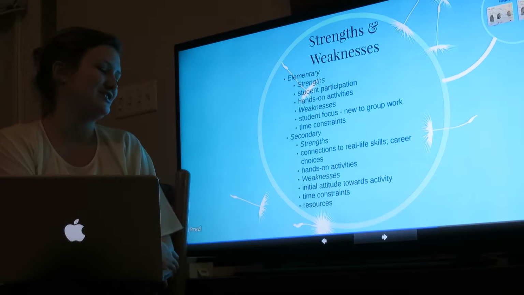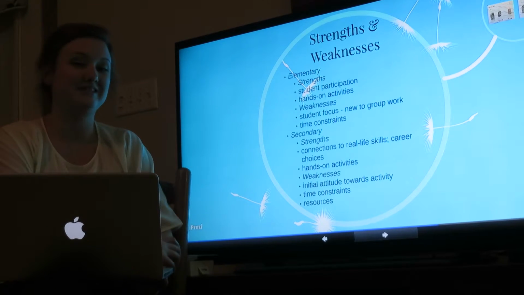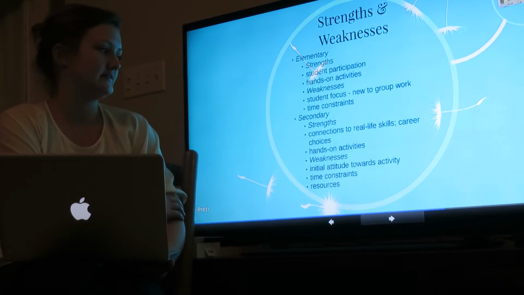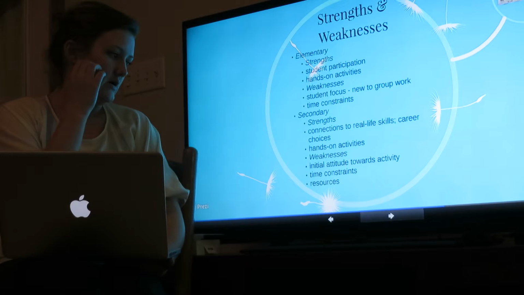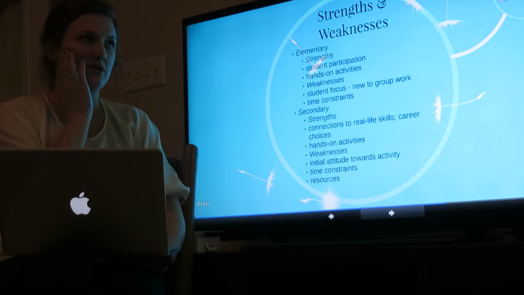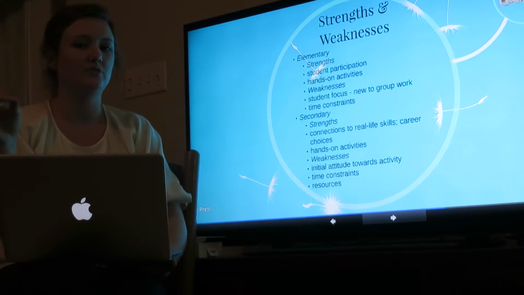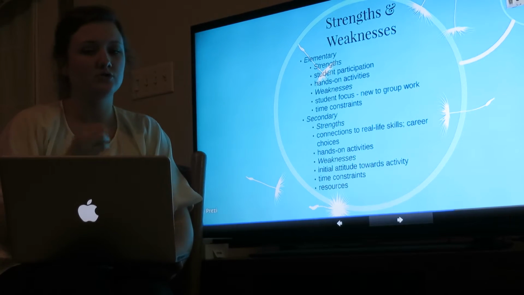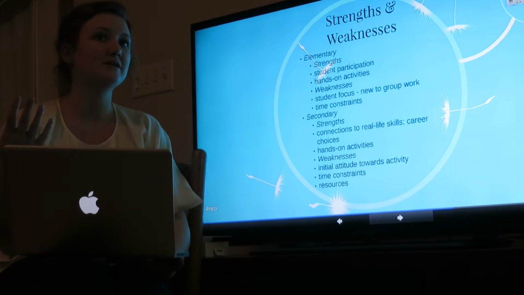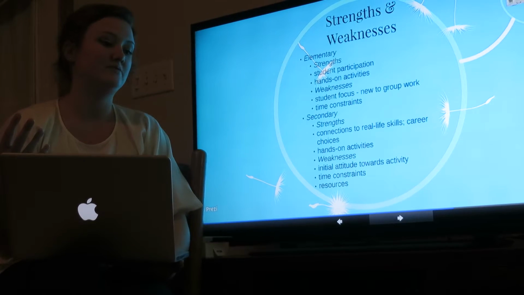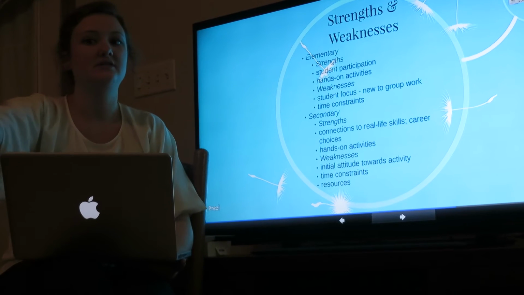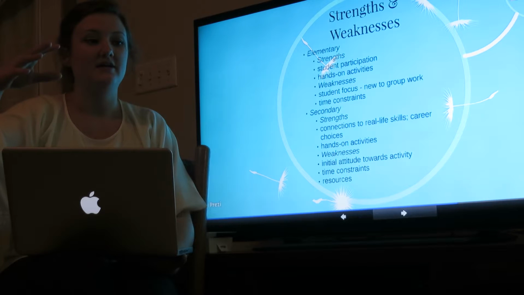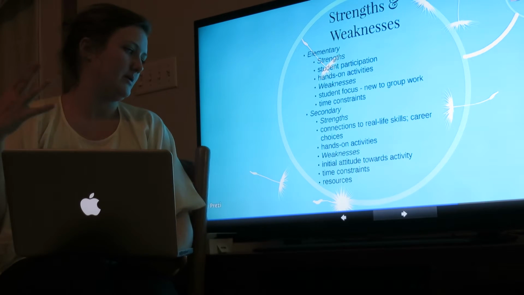The weaknesses, which I touched on briefly, were the initial attitude towards the activity and the time constraints, as well as the resources. And what that means is just, unfortunately, with the resources we have, each student wasn't able to do the hands-on activity. We kind of had to share, which worked out fine, but in a realistic world, I would rather have them doing the dichotomous key out, actually looking at the specimen instead of just reading about something on paper.